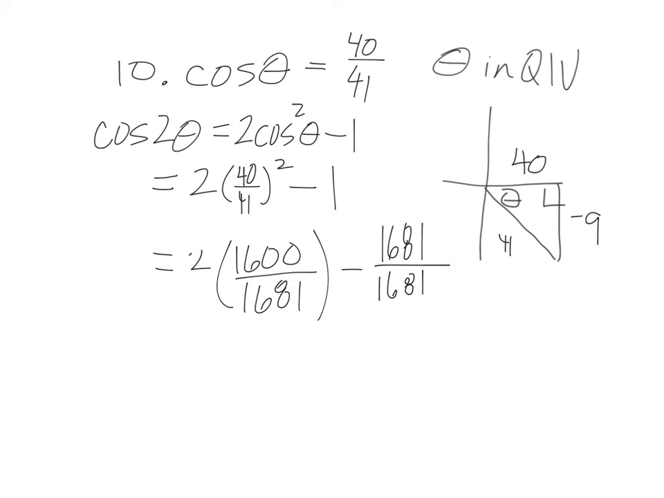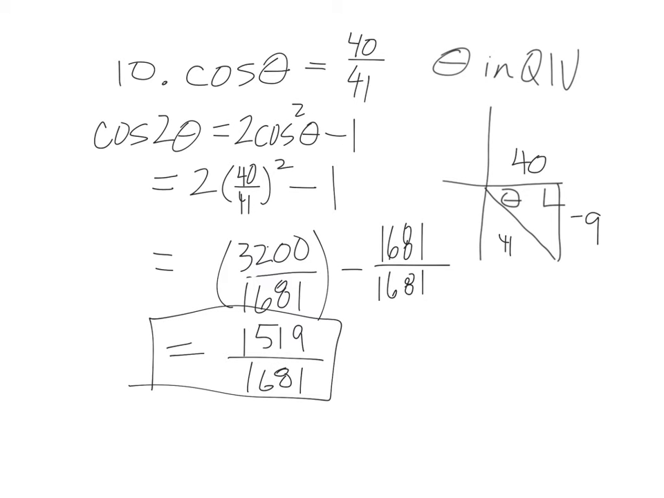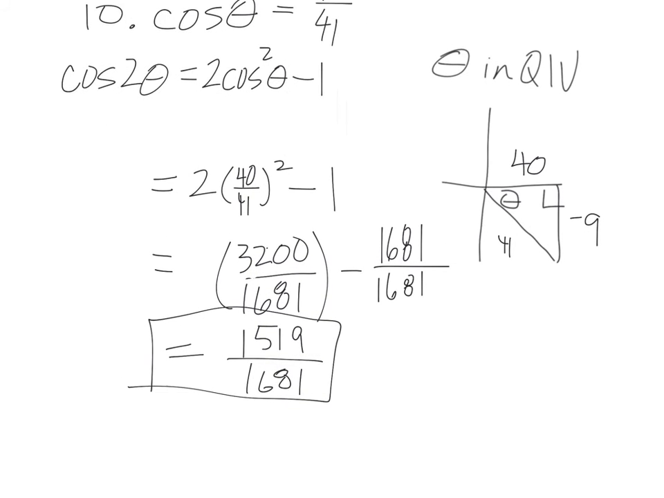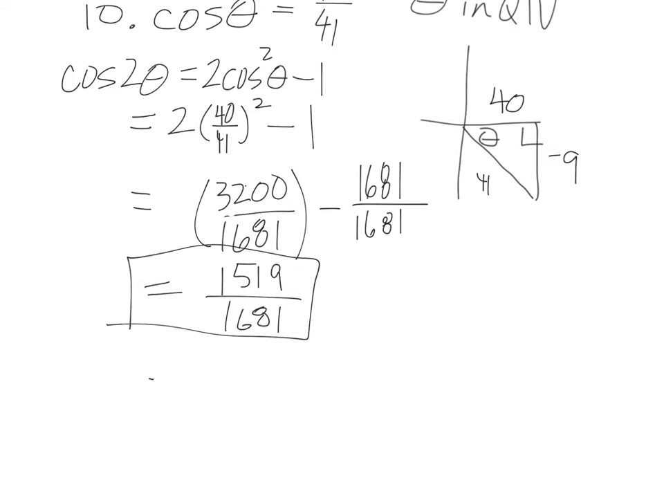On the same line, I multiply the 2 and the 1600, so that gives us 3200 in the numerator. Then we subtract the 1681, and that gives us 1519 over 1681. Done. Not a pretty fraction, but it's correct. Next, we're going to look at tan 2 theta. So tangent 2 theta is equal to 2 tan theta over 1 minus tan squared.